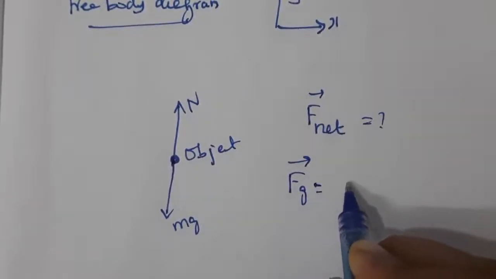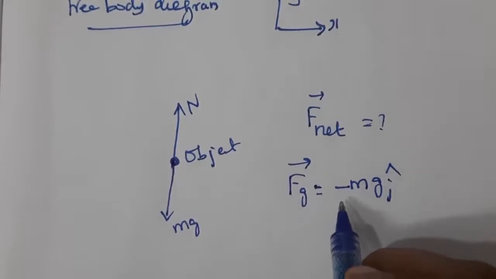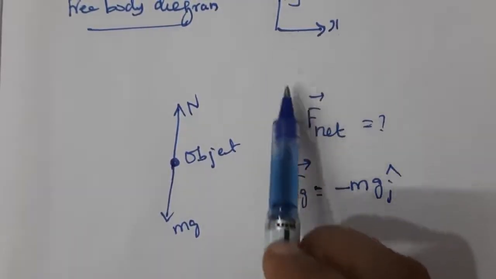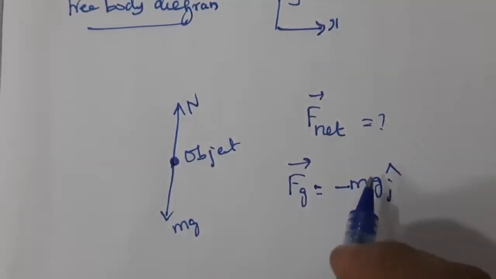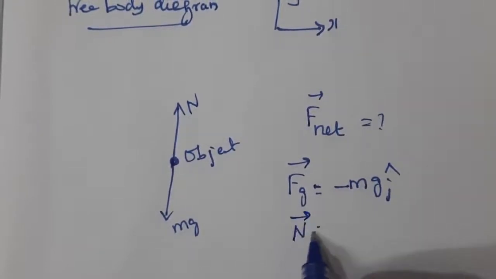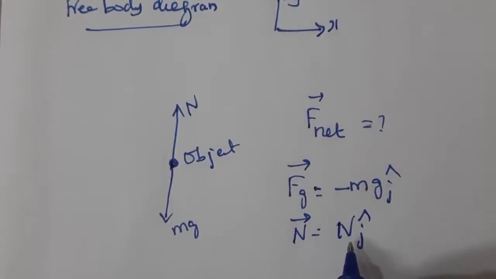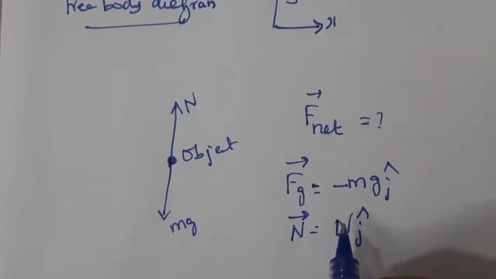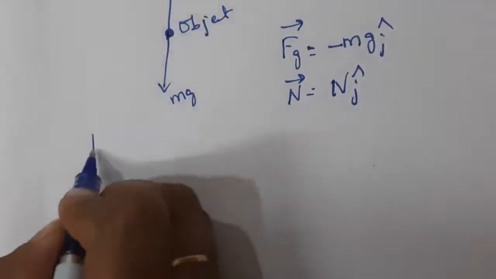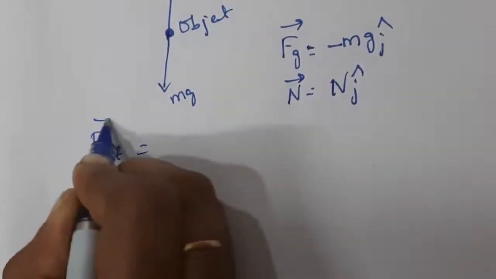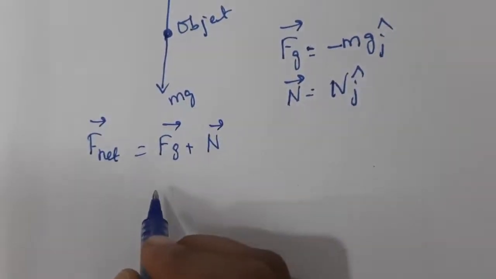F gravity is equal to minus mg j cap. Why is this a minus sign? Because gravity is acting downward, that is in the negative y direction. So we write minus mg j cap. And the normal force, the N vector, can be written as N into j cap. This is acting in the positive y direction. So what is the net force? Fg plus N. The net force can be written as the Fg vector plus the N vector.